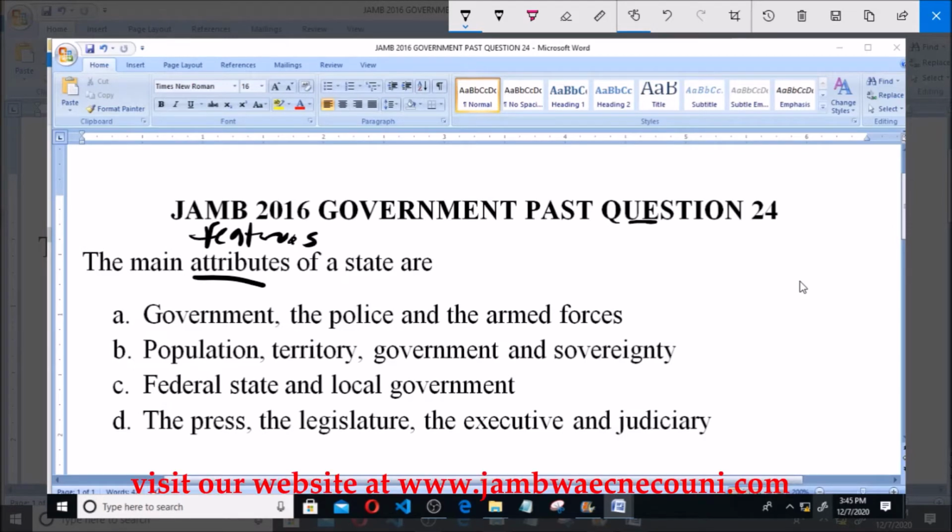A. Government, the police and the army forces. B. Population, territory, government and sovereignty. C. Federal, state and local government. D. The press, the legislature, the executive and judiciary.